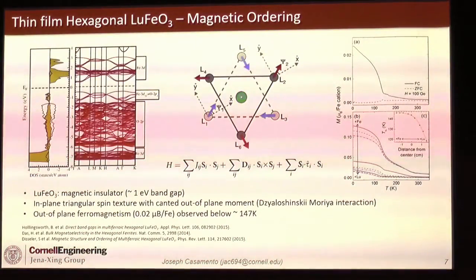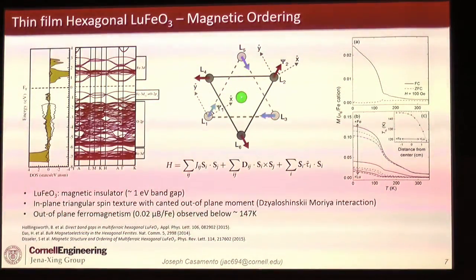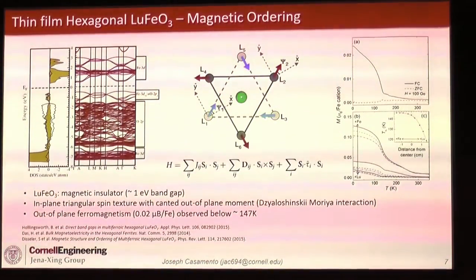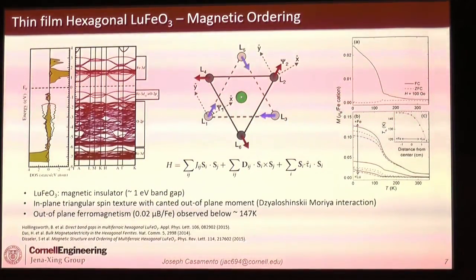As well, a brief overview about lutetium ferrite. It is a low temperature multiferroic, with magnetic ordering below 147 Kelvin. It has approximately a 1 eV band gap, where the band edges are iron 3d-oxygen 2p hybridization, and also iron 3d. You have magnetization in the plane. It's an A2 spin texture. And then the asymmetric exchange, the DMI interaction, also causes a canted out-of-plane weak ferromagnetic moment.